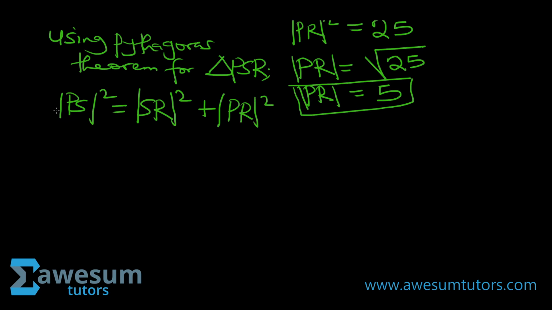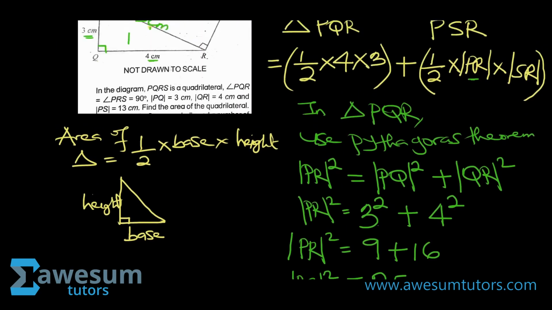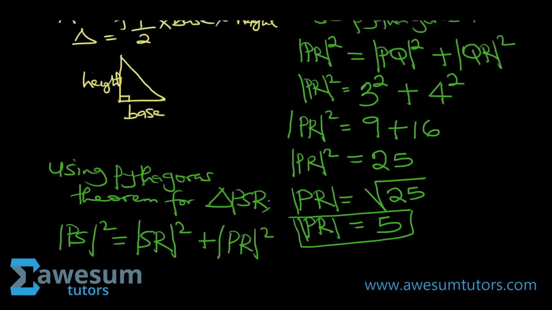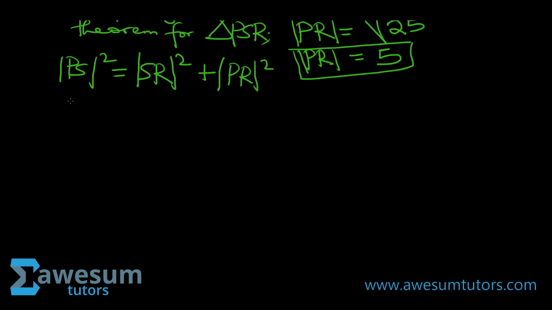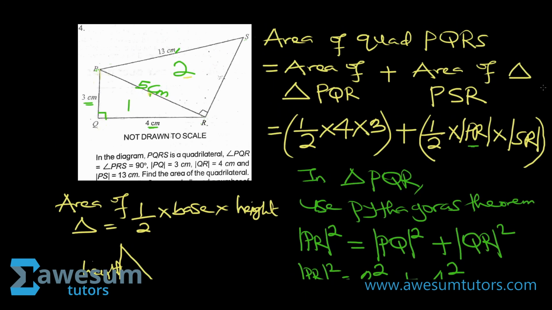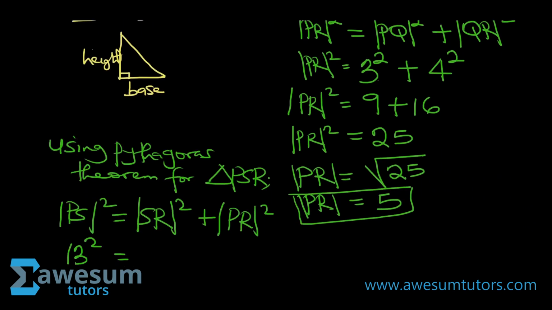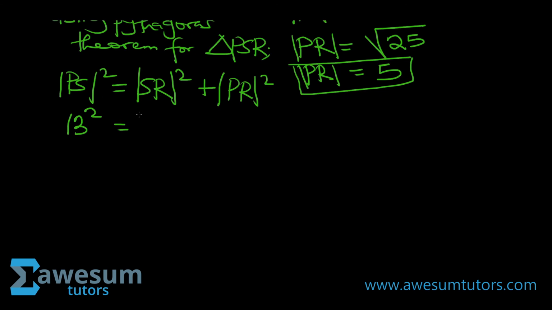Very good. Now, what is the PS? If you go back to the diagram, we know that PS is 13. We are going to put that right there. So 13 squared equals SR. Do we know SR? No, we don't know SR. That's what we are looking for. But PR is 5. Let's put that right there. Then we can say 5 squared.